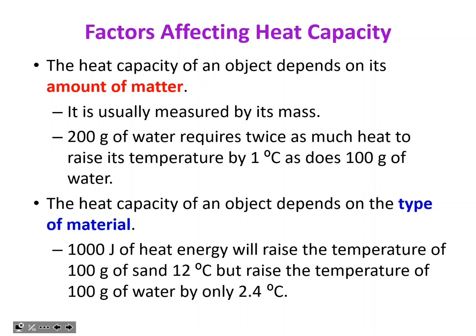So 1,000 joules of heat will raise the temperature of 100 grams of sand 12 degrees, but it will only raise 100 grams of water 2.4 degrees because they have different heat capacities. The sand's heat capacity is much lower, so it doesn't take as much energy to change the temperature.